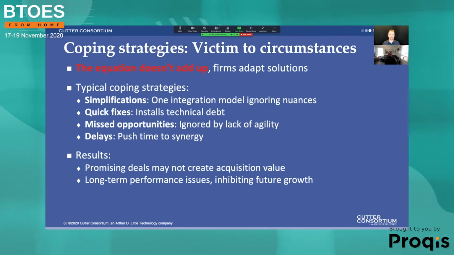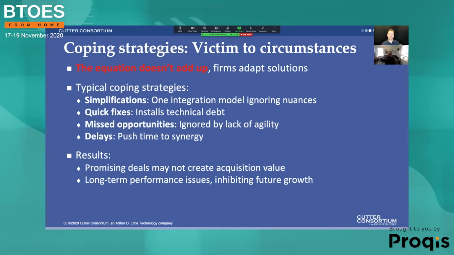And the result is that promising deals do not create acquisition value, and long-term performance issues emerge. Particularly, this is critical if you do a series of these things or other strategic initiatives. Every time you do something, you build in a couple of inefficiencies, and over time, these complexities add up to something where it's very, very hard to move forward.